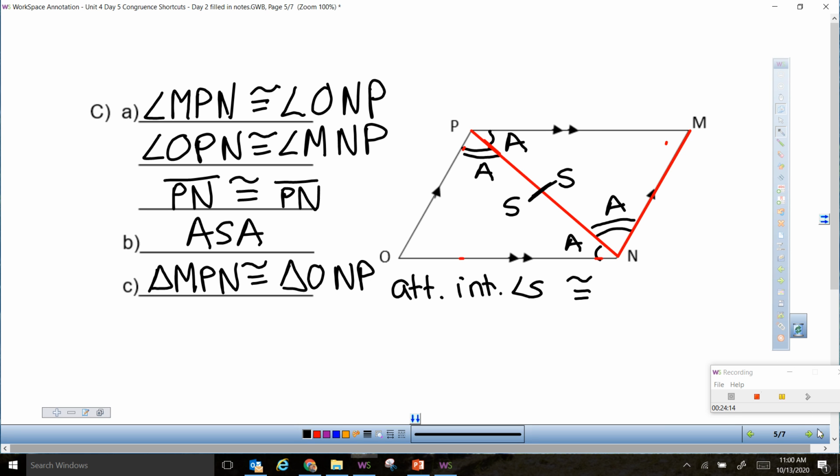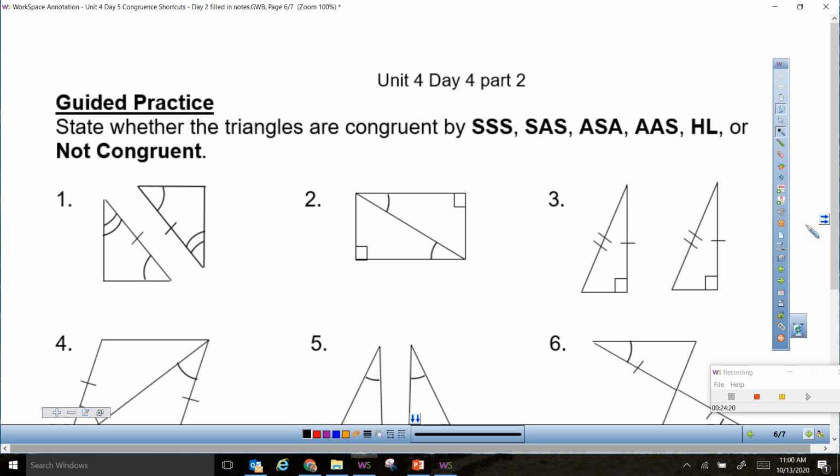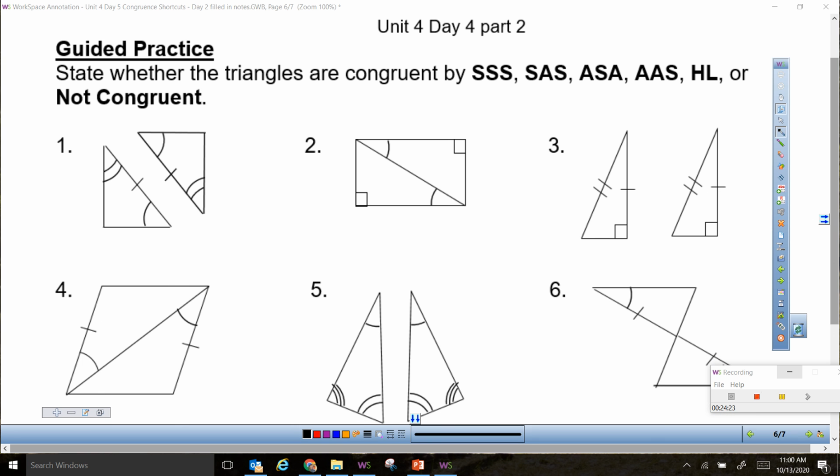Okay, so basically, again, that was a recap from yesterday. So the assignment is also a recap from yesterday. So for the guided practice, it says to state whether the triangles are congruent by side, side, side; side, angle, side; angle, side, angle; angle, angle, side; hypotenuse, leg; or not congruent. So looking at number one, we have an angle, a side, and angle. Yes, we also have an angle, side, angle. So number one, the answer is angle, side, angle.